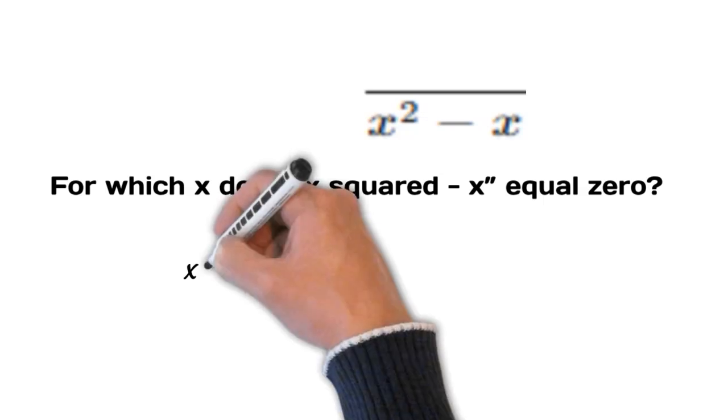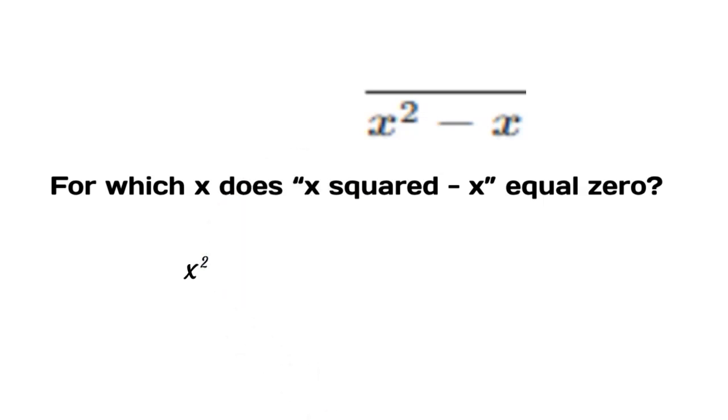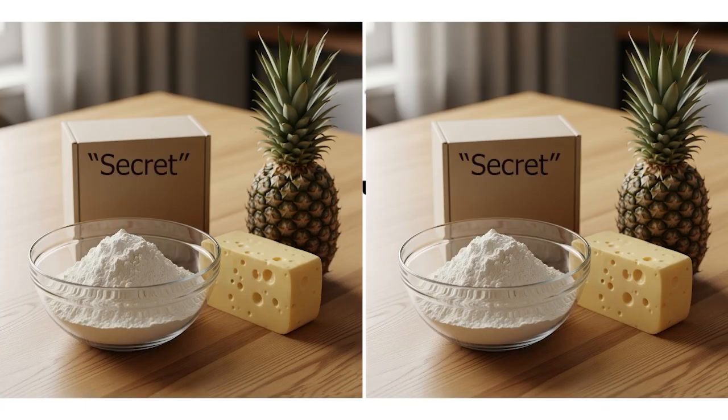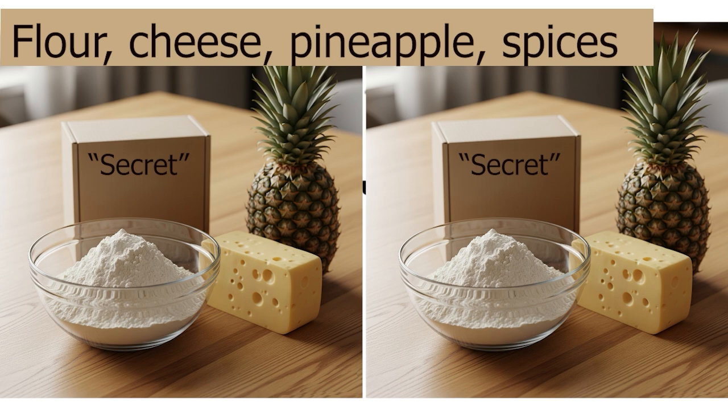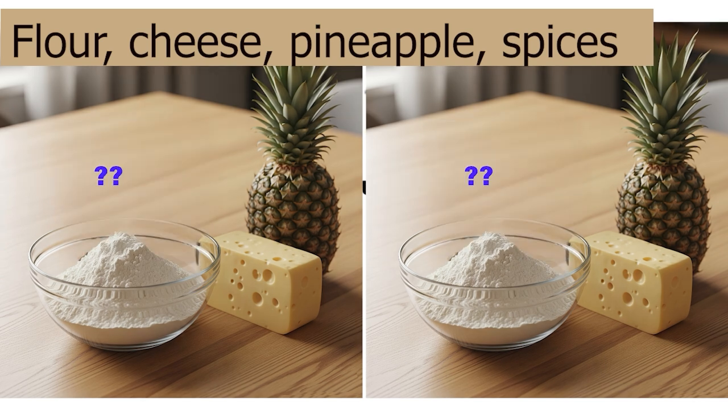Think of x squared minus x like all the ingredients in 2 pizzas. However, one ingredient is a secret. The secret ingredient is in a box. How can you know what the ingredient is? Well, if they know all the ingredients, let's say flour, cheese, pineapples, spices, and the secret ingredient they put in the box, and you know they both use the secret ingredient, let's say x, then all we have to do is remove both boxes to see what's left behind. That will tell us what the secret ingredient is.